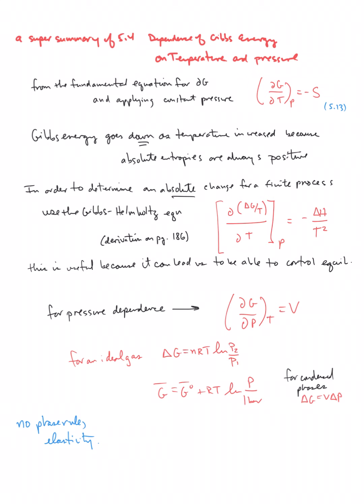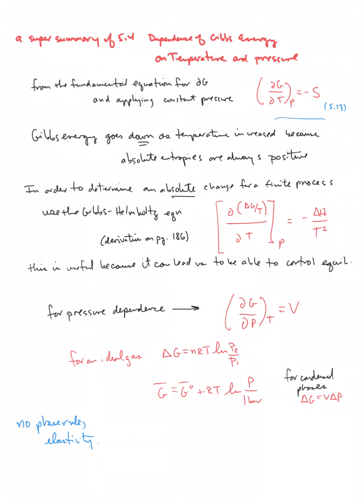So quick, what I call a super summary of section 5.4. The dependence of Gibbs energy on temperature and pressure. So from the fundamental equation for dG, remember one of those four equations, if you apply constant pressure, you get equation 5.13. We said that Gibbs energy, because of this equation, surely goes down as temperature increases because absolute entropies are always positive. The language I kind of used in class is to say as the temperature is increased, you're increasing disorder, the energy ends up being less useful. It ends up not being able to do much. Even though the energy is present, it's in a very disordered state.